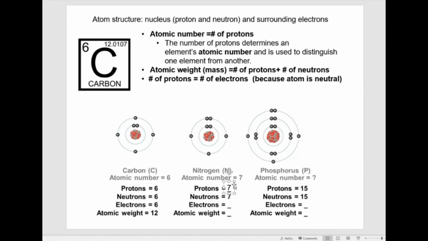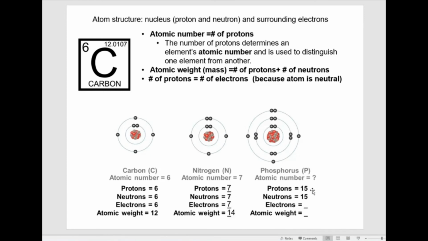And what about electrons? We said it should also be 7, same as protons. And what about the atomic weight? So you're going to come here. Atomic weight is the number of protons plus the number of neutrons. So 7 plus 7, and that should be 14. There you go. So that's the answer.